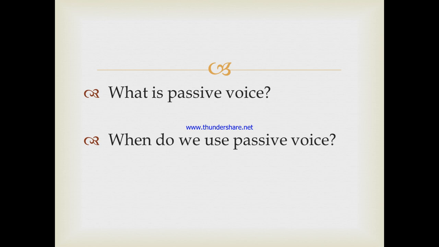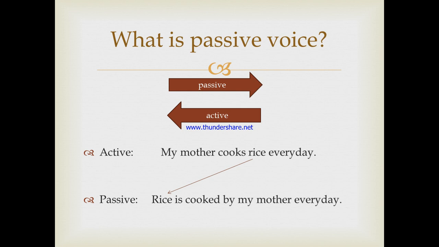Okay, what's the passive voice? Yes, passive voice is the direct opposite of active voice. I have given two sentences on the screen. First one is an active voice sentence. Next one is a passive voice sentence. Now let's see the formation of active voice sentence. The word order is subject, verb, object. If we take the second sentence, the passive voice sentence, the word order is object, verb, subject. That's why I told you passive voice is the direct opposite of active voice.